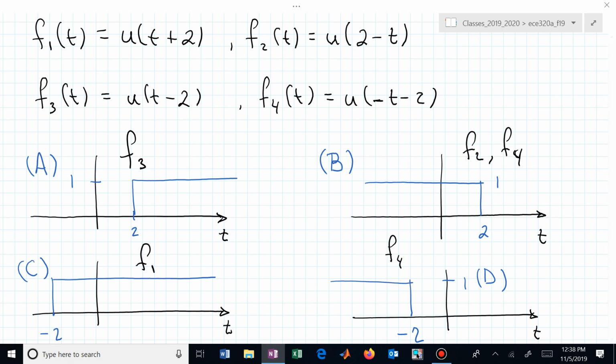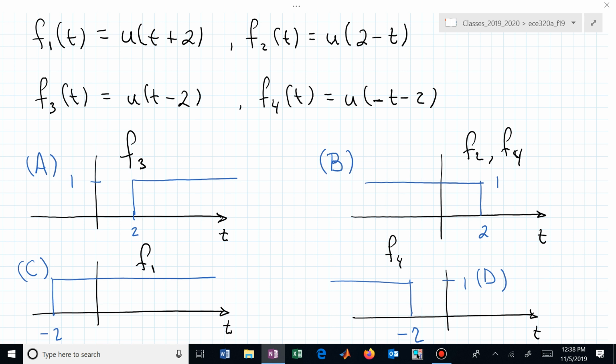The unit step is basically either on or off, and you're going to need to be able to use the unit step not just by itself, but also as a switch, so that it's turning different signals off and on at different times. You're going to see u of t used a lot in that way.